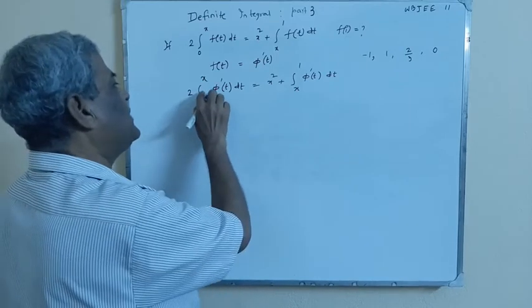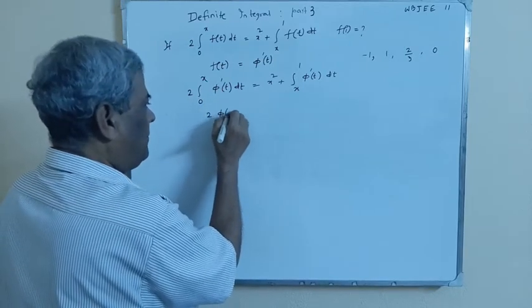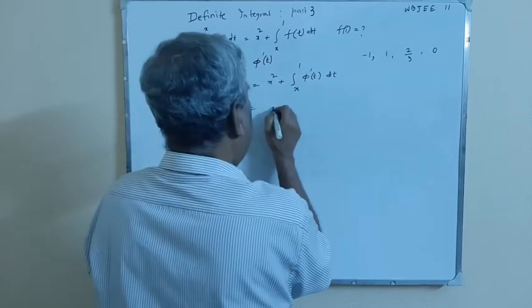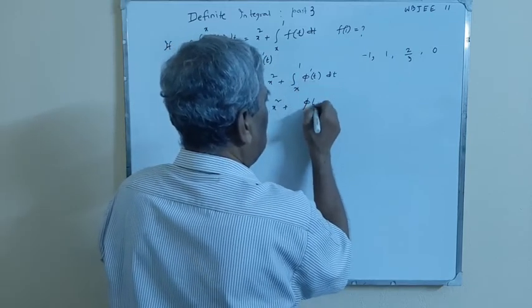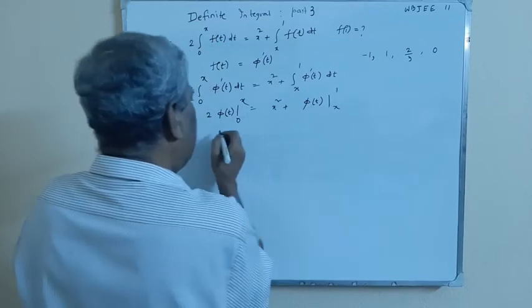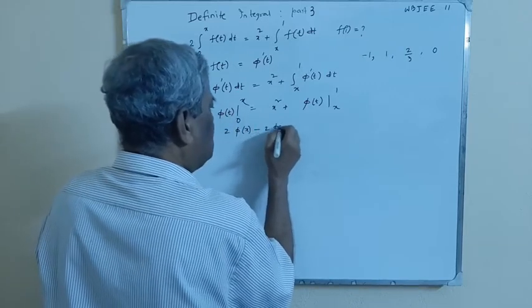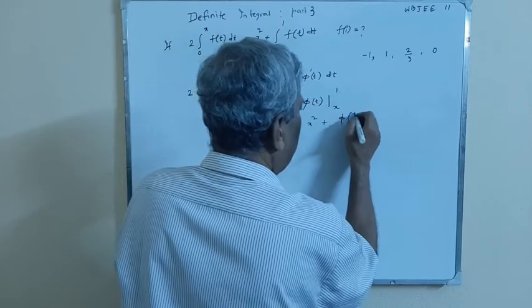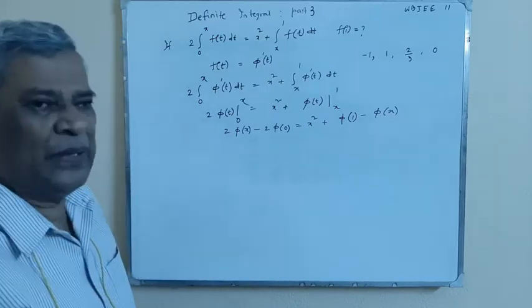Now it is integration of a derivative, so it becomes 2 into phi t with limits from 0 to x, plus x square plus phi t, since the integration of phi dash t is phi t, from x to 1. So it is equal to 2 phi x minus 2 phi 0 is equal to x square plus, putting the upper limit, phi 1 minus phi x. Now it's a function of x only.